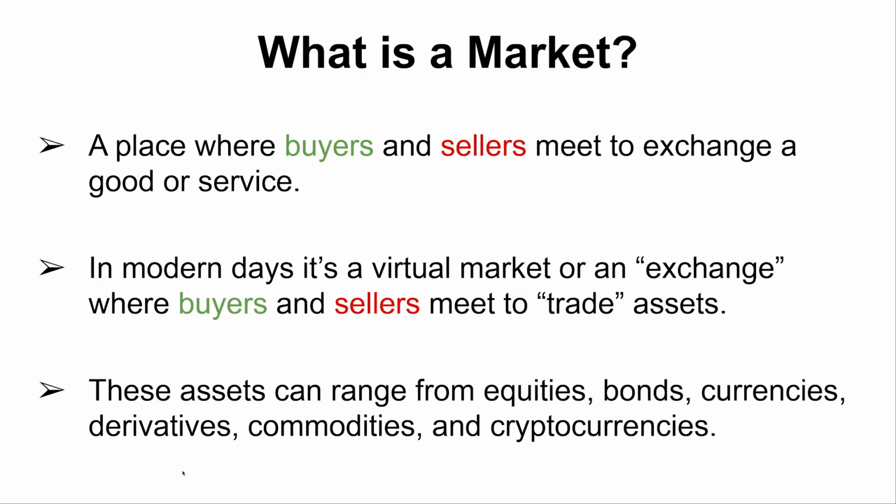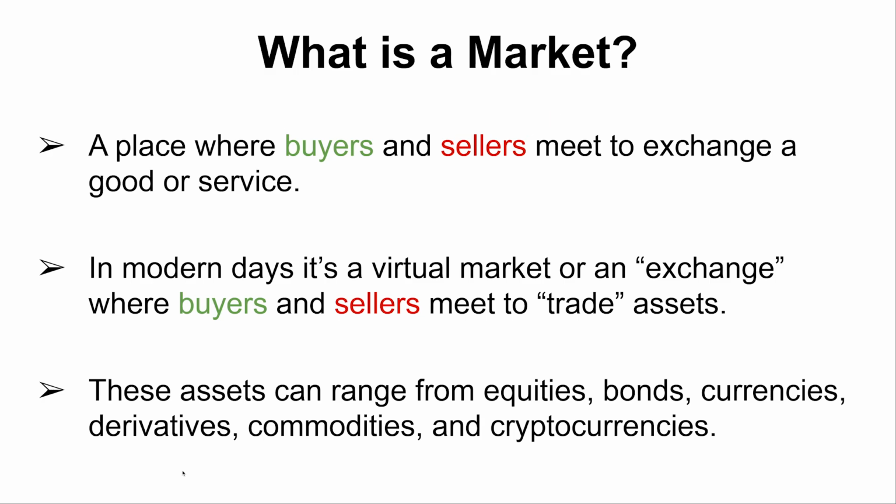Components of a market. So what is a market? Well, let's take a look. So we just went over buyers and sellers, why they're important to price, and how they tell the story. So a market is a place where buyers and sellers meet to exchange a good or service.